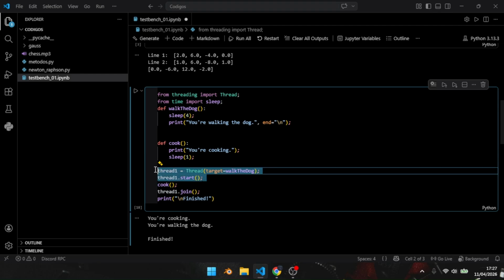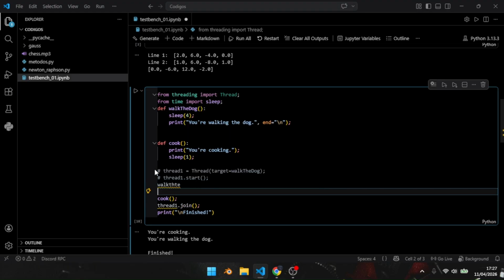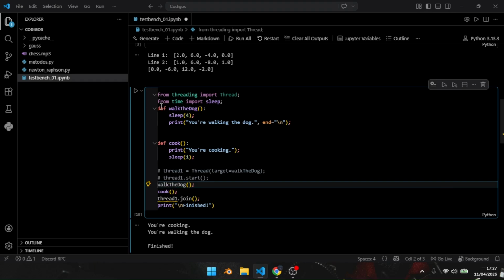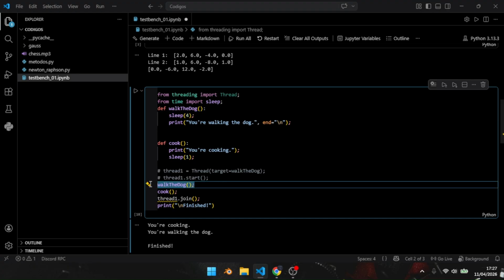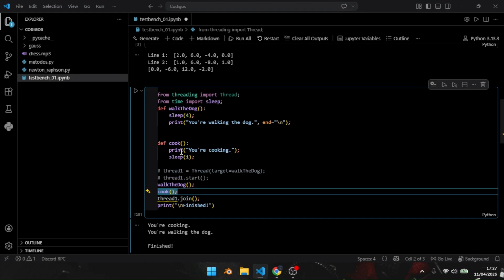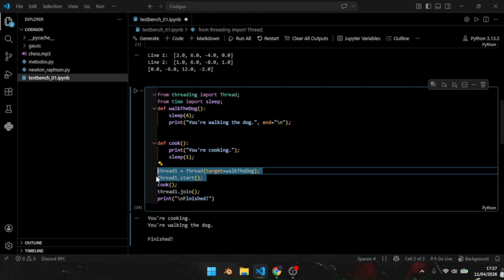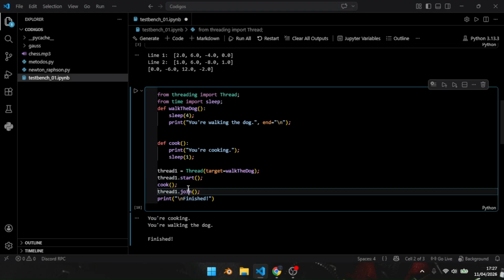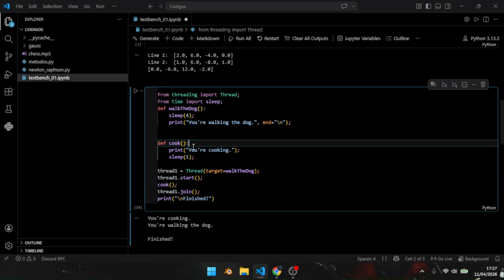Because the normal thing here, if we didn't have these and we just called walk the dog over here, it would do exactly what it's told to. It would wait for 4 seconds, interrupt the code for 4 seconds here, and then it would print this, and then it would move to cook. And that's not what I want. I want these two functions to run at the same time. So you're going to have to use threads here. So both these lines here are going to run walk the dog, and right after, without waiting these 4 seconds, the cook function is called. Okay.